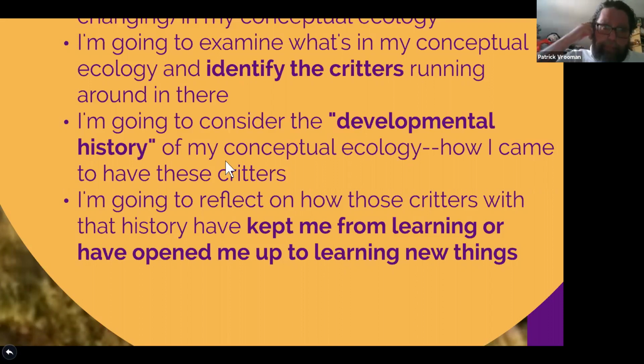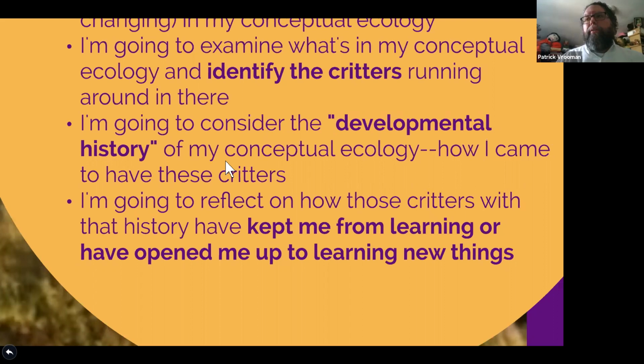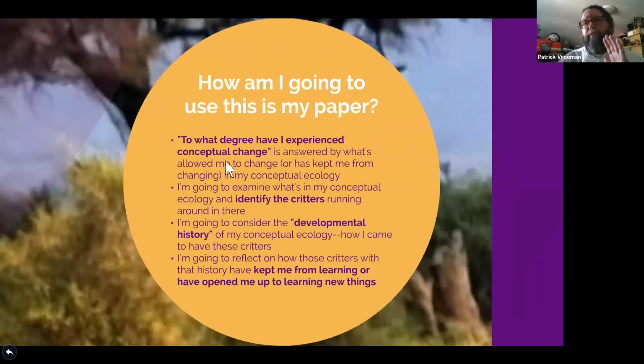And then this last statement on your screen is, I want you to reflect on how these critters and their histories have either kept you from changing a concept or learning new things, or how they've helped you, okay? So one way to write the paper is to talk about critters and where those critters came from and why you have them and why you've changed or not changed, all right? So that's kind of how you can use it in this paper.